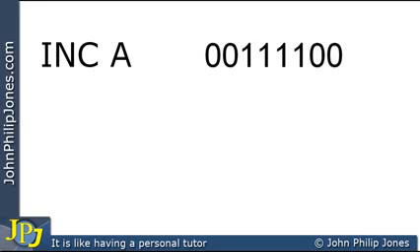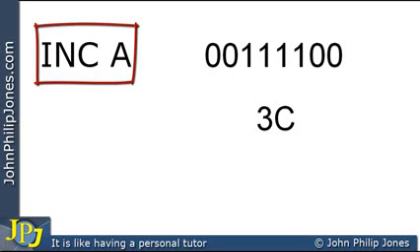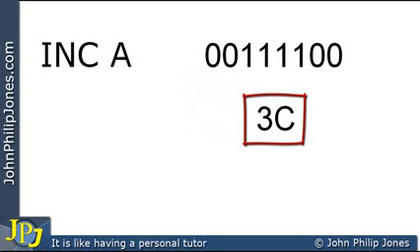Of course, when we deal in machine code, we usually represent binary patterns by hexadecimal. So 3C is in fact the hexadecimal equivalent of this binary pattern here. So it is reasonable to say that INC A is represented in machine code by 3C, but in full knowledge that 3C is an easy way for humans to remember binary patterns.